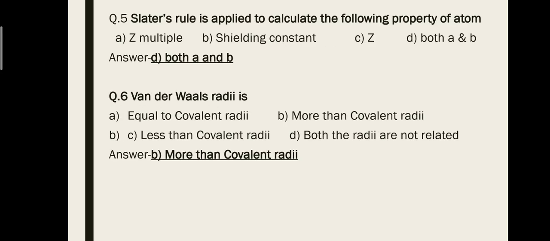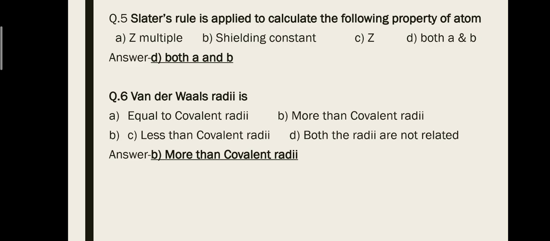Question number 5. Slater's rule is applied to calculate the following property of an atom. Option A. Z multiple. Option B. Shielding effect. Option C. Z. Option D. Both A and B. The correct answer is option D. Both A and B.